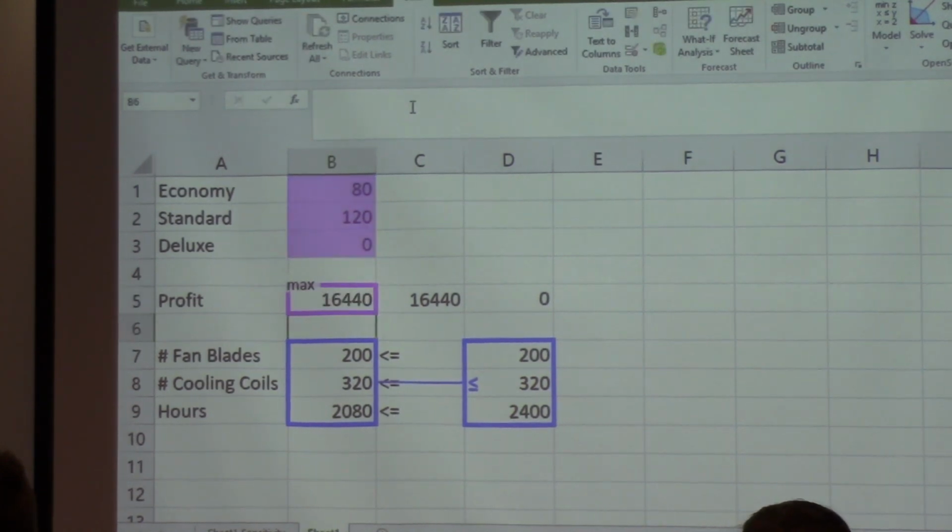159. And we build 40 at that point. It's the same as standard. It's the same profit, because that's where they all meet. But we make a different set.